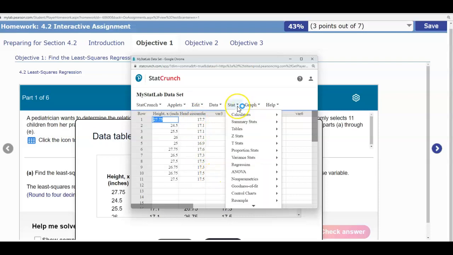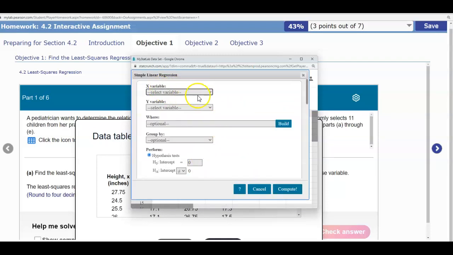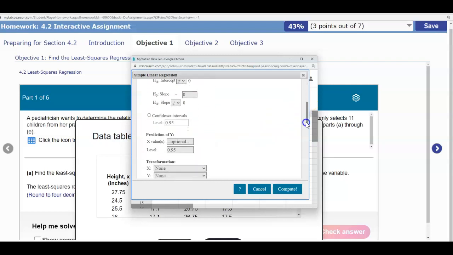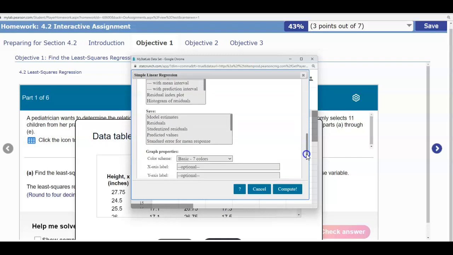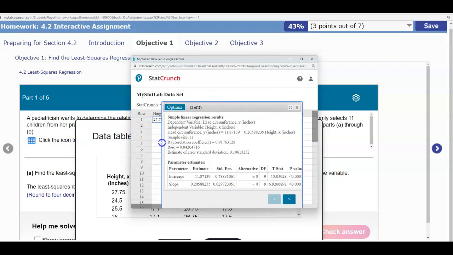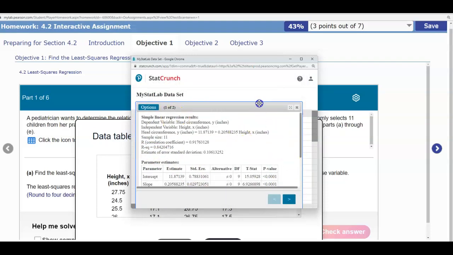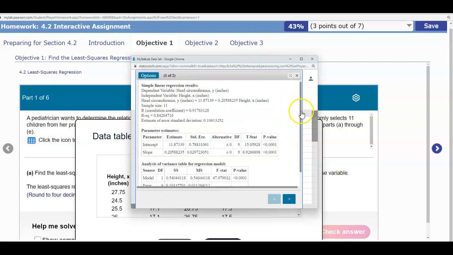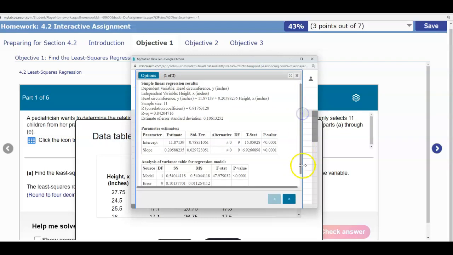What we're going to do is go to Stat, scroll all the way down to Regression, and then select Simple Linear. I'm going to make sure that the X variable is the height, which is the X inches, and the Y variable is the head circumference, which is Y. Then I'm going to scroll all the way down, because we want to find the least squares regression line. So let's select Compute. Then I'm going to copy the information that's in this table.